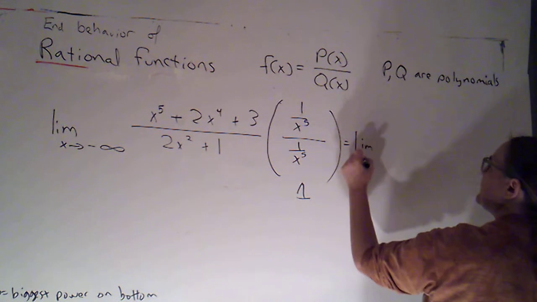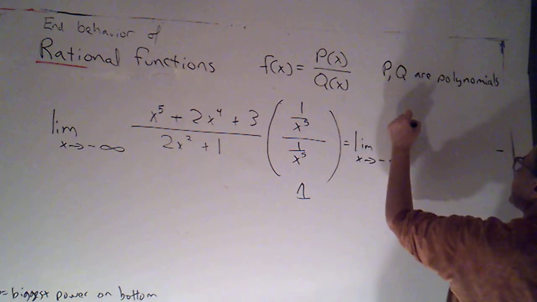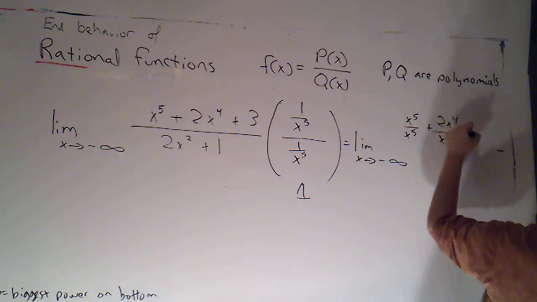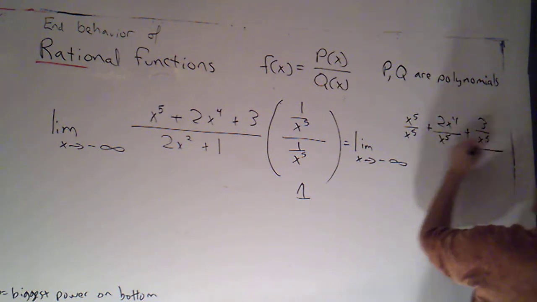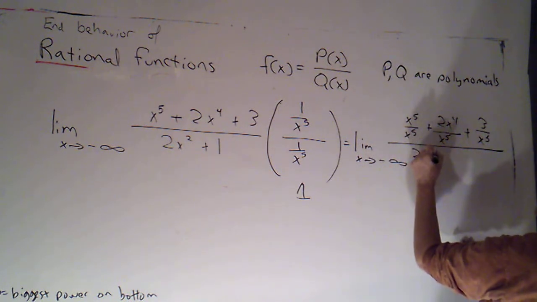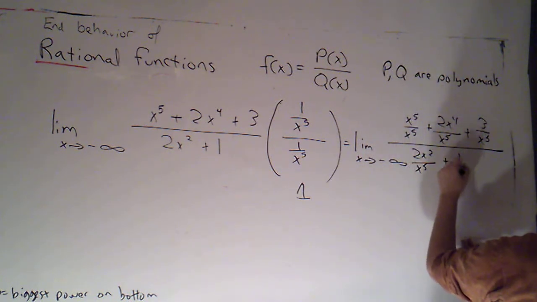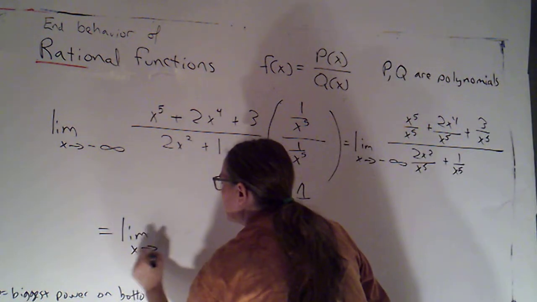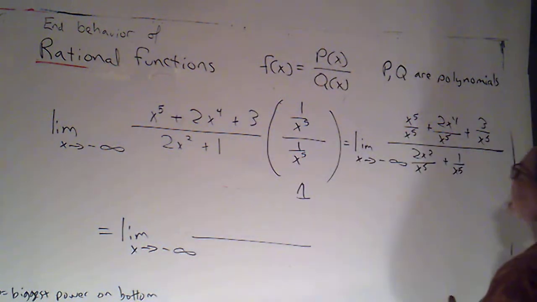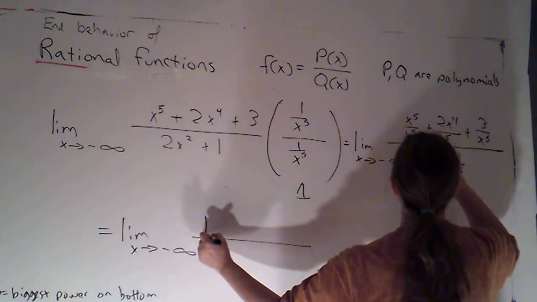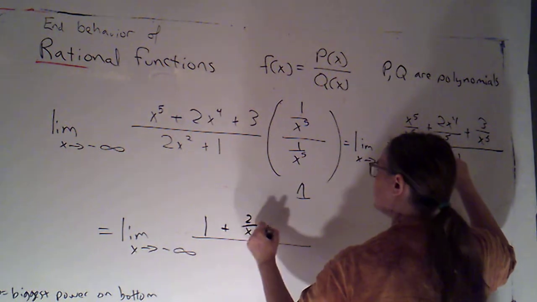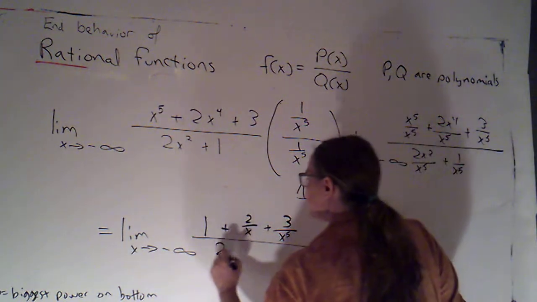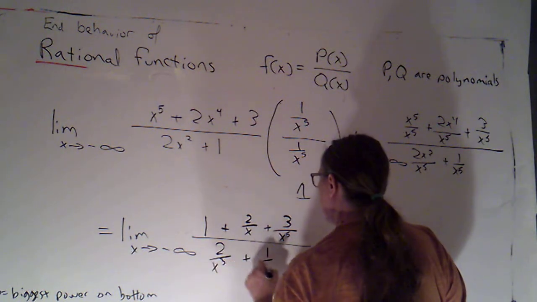This becomes the limit as x goes to negative infinity of x to the 5th over x to the 5th plus 2x to the 4th over x to the 5th plus 3 over x to the fifth, all over 2x squared over x to the fifth plus 1 over x to the fifth. So canceling the x's where I can, we've got the limit as x goes to negative infinity of 1 plus 2 over x plus 3 over x to the fifth, over 2 over x cubed plus 1 over x to the fifth.